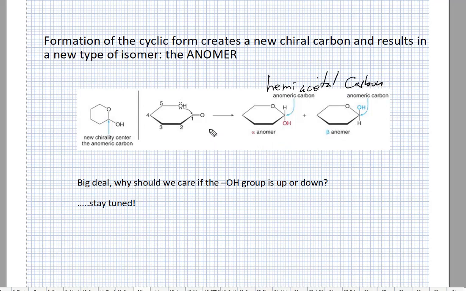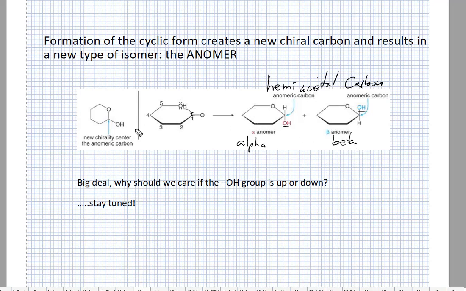And the neat thing about this is when this bond forms, this carbon here, carbon number 1, is going to become the alcohol. Right? The alcohol group can either be down or it can be up. If it's down, we call it the alpha. So that's the Greek letter alpha. So this is the alpha anomer. If it's up, it's beta.